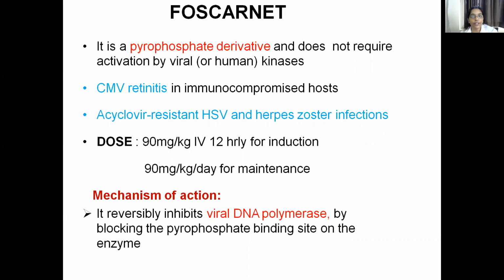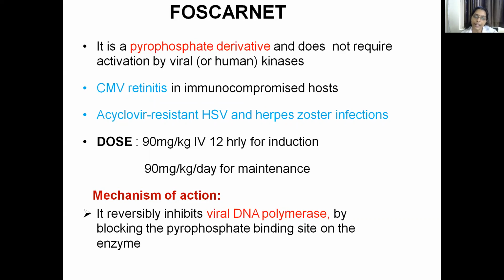Then foscarnet, a pyrophosphate derivative. Till now, all the drugs needed activation to their phosphate form by either the viral enzymes or host enzymes or both. Here foscarnet's mechanism of action is slightly different. It does not require activation by either the viral or human kinases. So how does it act? It acts by inhibiting the viral DNA polymerase enzyme.